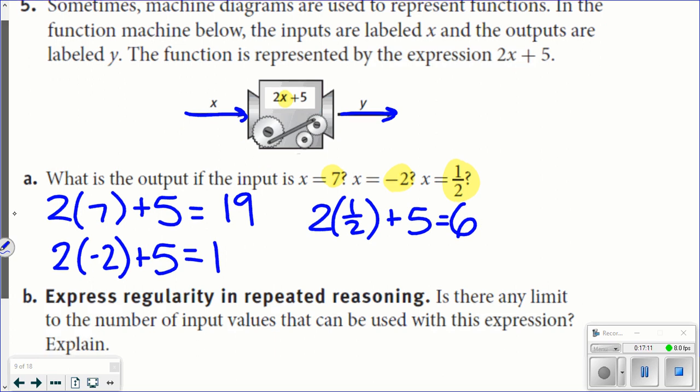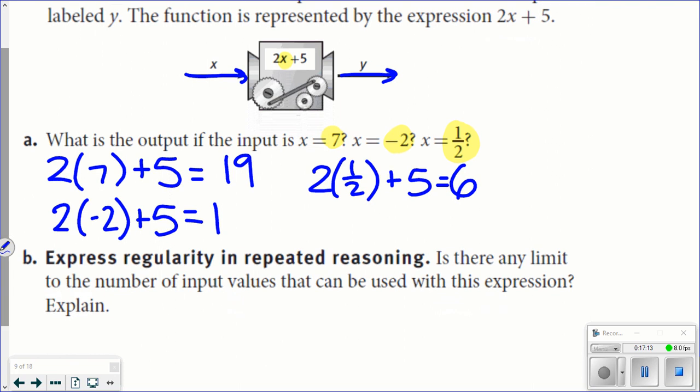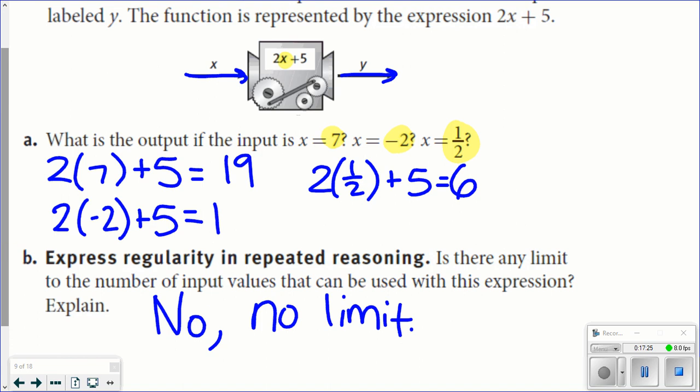We only had to plug in 3 numbers. But is there any limit to the numbers that we could plug in? No. There's no limit. Okay, there are infinitely many possibilities that we can plug in. You could choose your favorite number. You could choose your least favorite number. Positives, negatives, decimals, fractions, it doesn't matter.